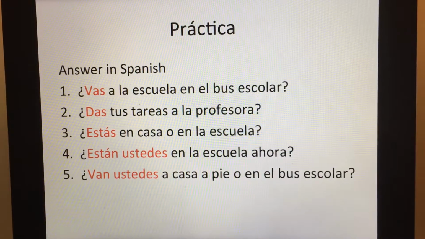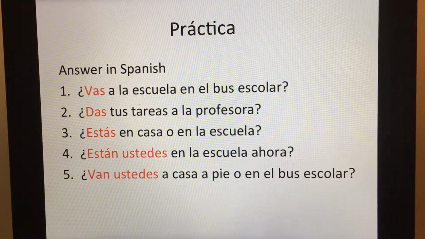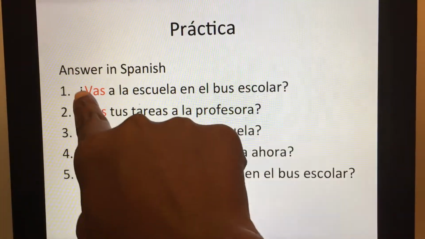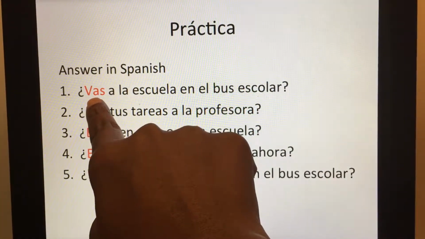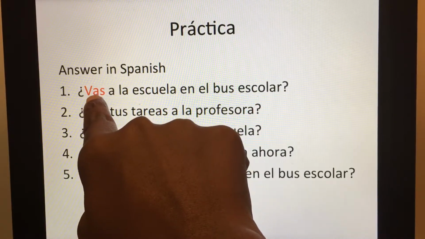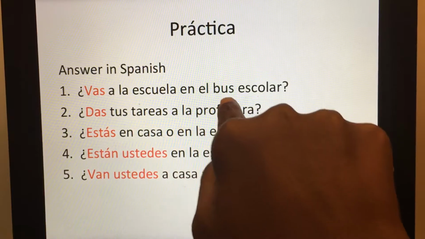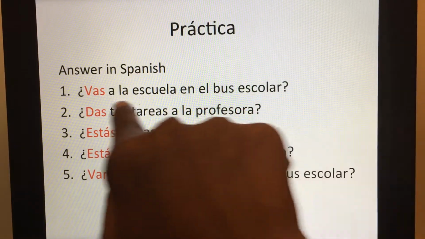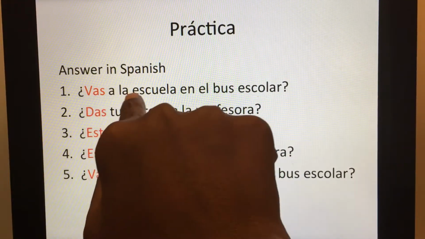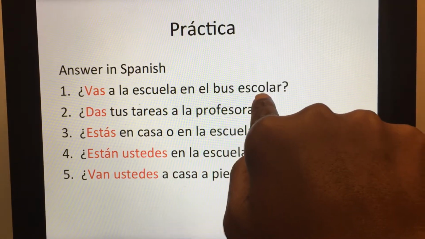Now it's time for you to practice using the verbs ir, dar, and estar. Here I'm asking you, vas. I know I'm asking you because of how it's conjugated. Look at the ending, as. ¿Vas a la escuela en el bus escolar? Are you going to school on the school bus? School bus.